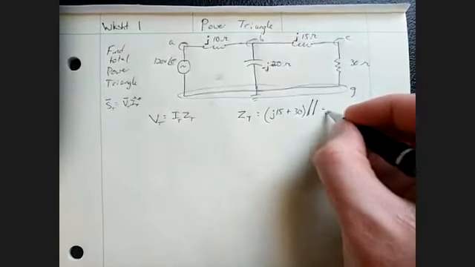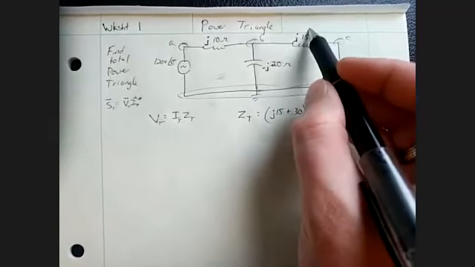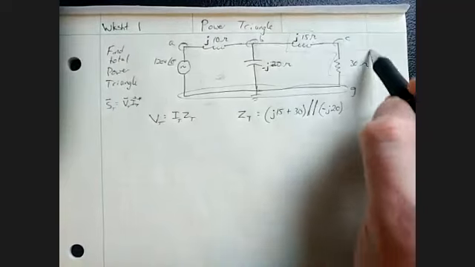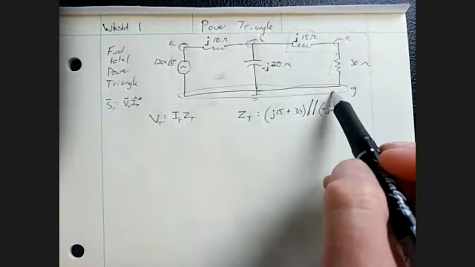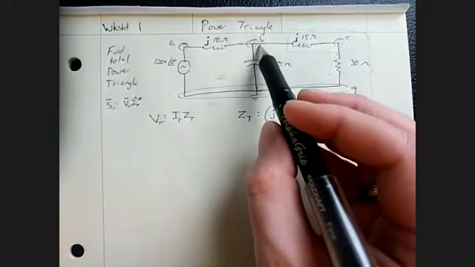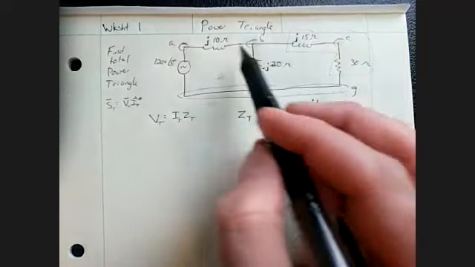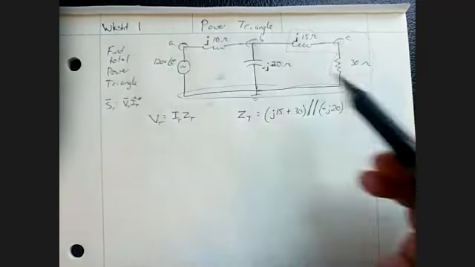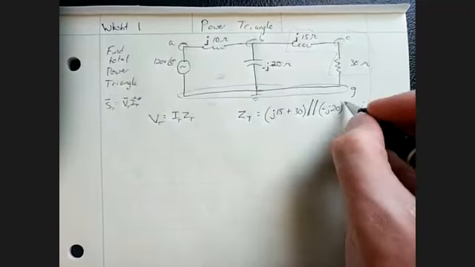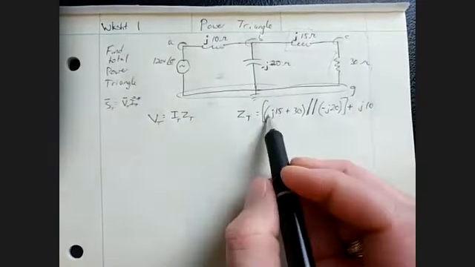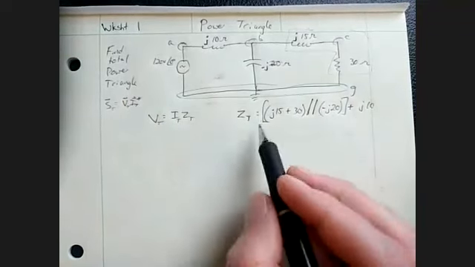The next one is parallel from B to G. Negative j20 shares the same two nodes as these two together. If we're using the box method, these are in a box, and so together they should have B and G on the outside, which is the same as negative j20 has B and G on the outside. It's in parallel. Put all of this in a box, and it exclusively has B between it plus j10. Put brackets around that because all of this is what's in series with the j10. So now I have Z total.